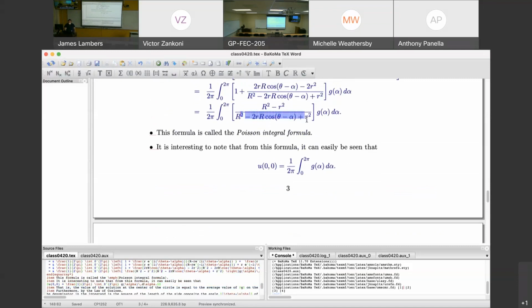This expression in the denominator, you might recognize this. It's coming from the law of cosines that you learned about in trigonometry. This is the square of the length of the third side of a triangle. So if you have a triangle with side lengths little r and capital R, and the angle between those sides is, in this case, theta minus alpha, then this expression gives you the length of the third side.